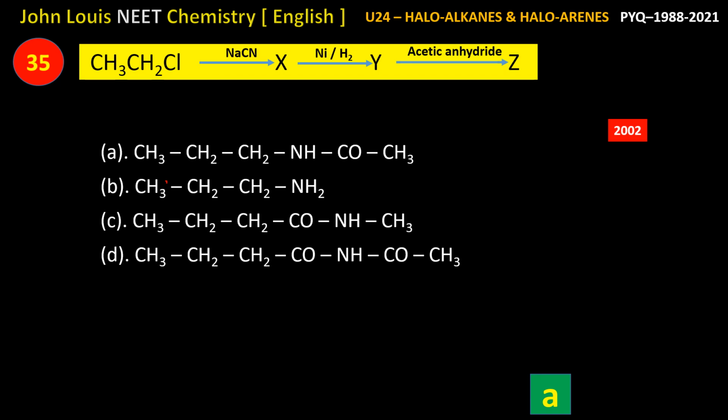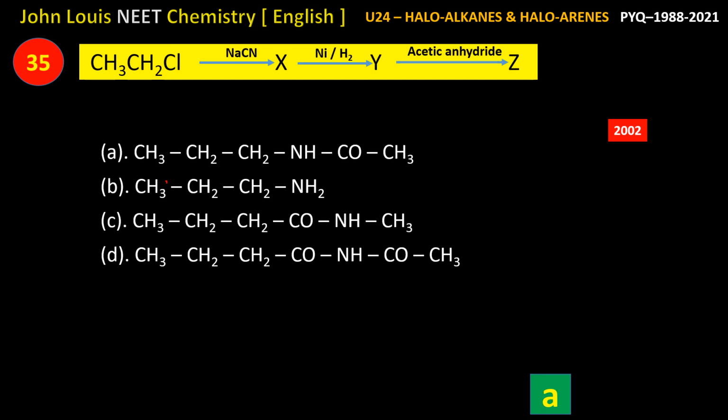CH3CH2Cl treated with NaCN gives X, which is further treated with nickel and hydrogen gives Y, and that is further treated with acetic anhydride gives Z. So what is Z? So we need to find out Z in this series of reactions.